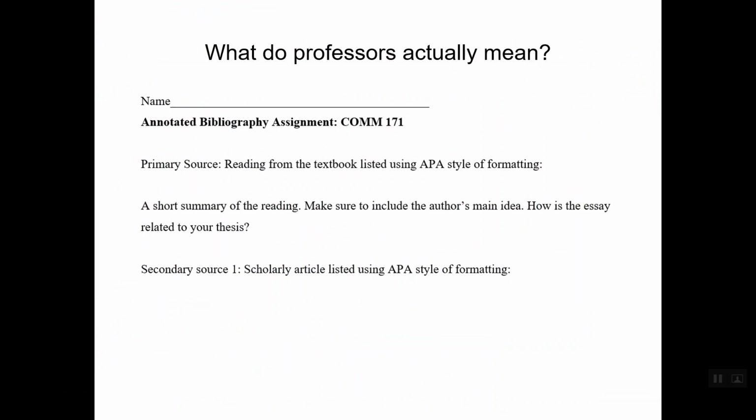Ever ask yourself when you're confronted with an assignment, what do professors actually mean by peer review? What do they want you to do? Here's an example of the start of an annotated bibliography assignment for Communications 171. Primary source. Reading from the textbook listed using APA style of formatting. A short summary of the reading. Make sure to include the author's main idea. How is the essay related to your thesis? Next part. Secondary source 1. Scholarly article listed using APA style of formatting.